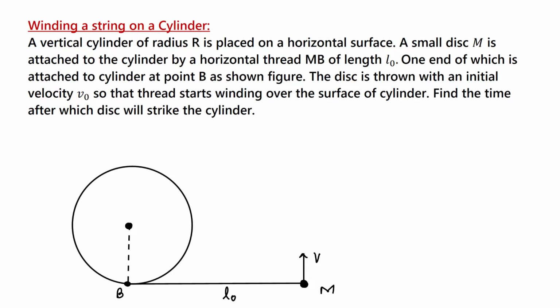Hello friends. So this problem is about binding a string on a cylinder. The problem says a vertical cylinder of radius r is placed on a horizontal surface. A small disk of mass m is attached to the cylinder by a horizontal thread of length L0, one end of which is attached to the cylinder at point B as shown in this figure. The disk is thrown with an initial velocity v0 so that the thread starts binding over the surface of the cylinder. We have to find the time after which the disk will strike the cylinder.